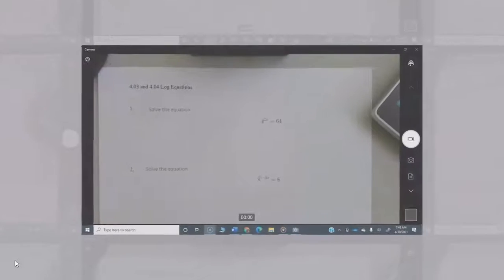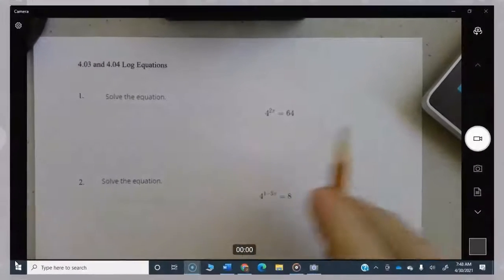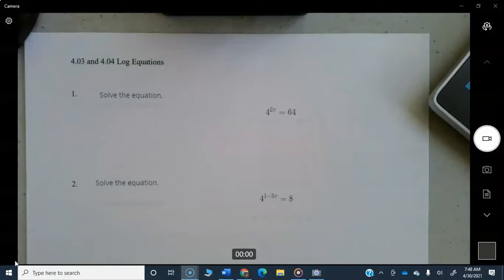All right, problem number 1. We're going to go ahead and do this two ways. There's a way that they want you to do it, but I'm going to show you both ways that it can be done, and for this first problem only.